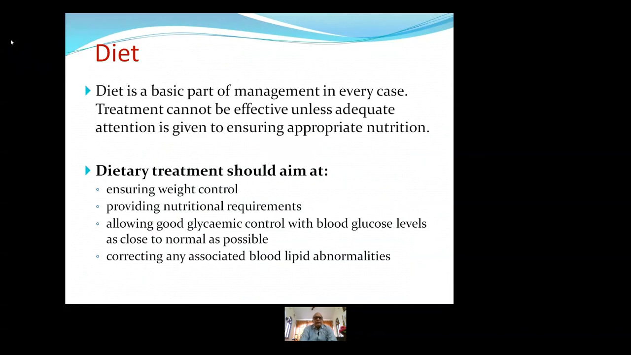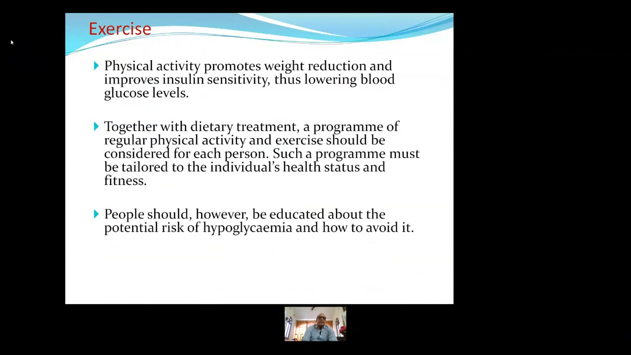Now, diet. Diet is a basic part of management in every case. Treatment cannot be effective unless adequate attention is given to ensuring appropriate nutrition. Dietary treatment should aim at ensuring weight control, providing nutritional requirements, allowing good glycemic control with blood glucose level as close to normal as possible, and correcting any associated blood lipid abnormality.